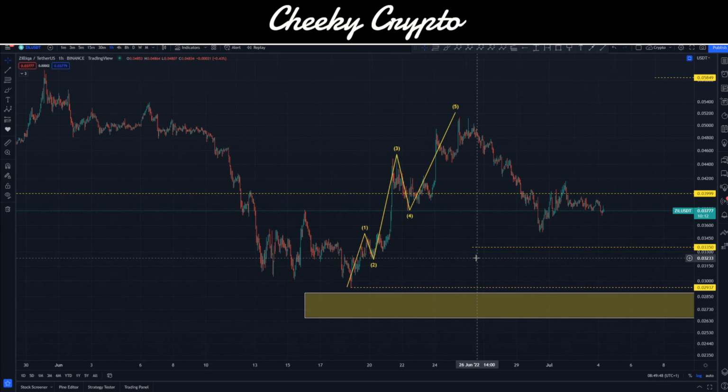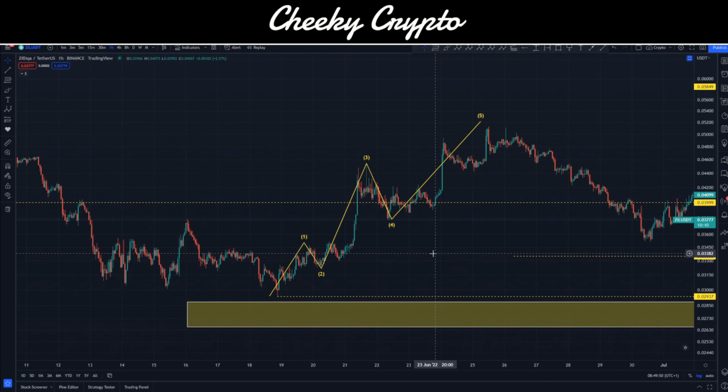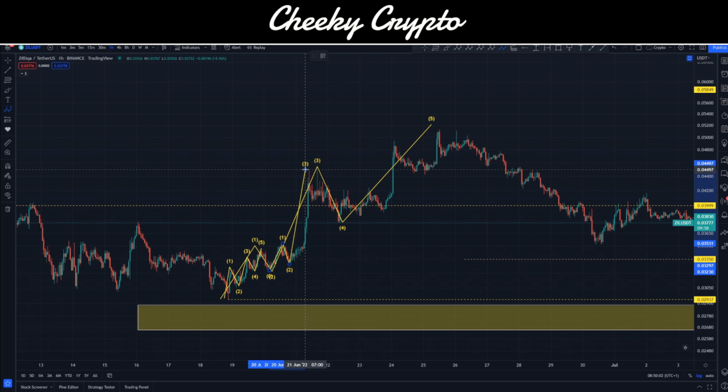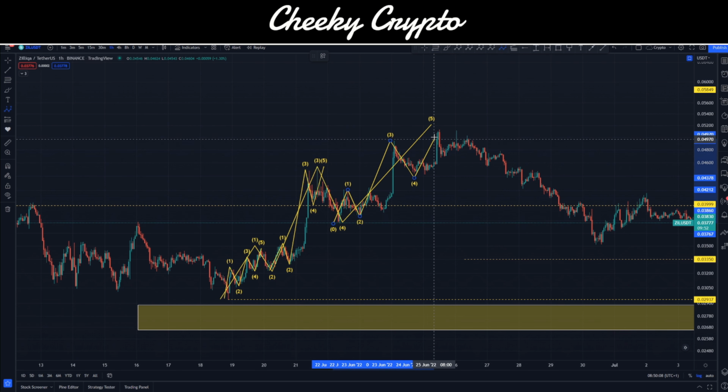Then we had this 5-wave structure up. Now this 5-wave structure upwards is very interesting to me, mainly because we have some of these movements. So we go 1, 2, 3, 4, 5, a leading diagonal just in there. Okay, then we have 1, 2 here, 3, 4, and 5 just here. Okay, and then of course 1, 2, 3, 4, and 5.